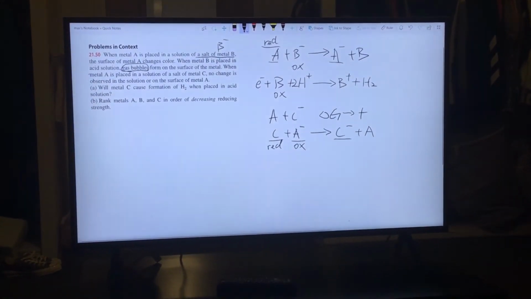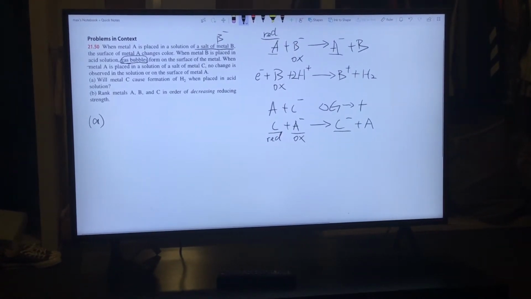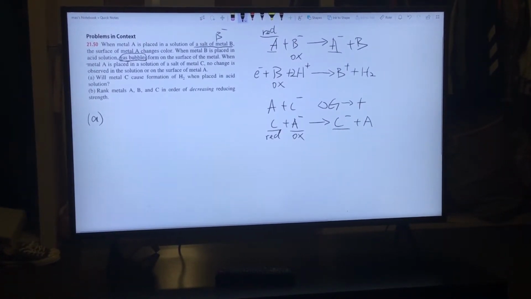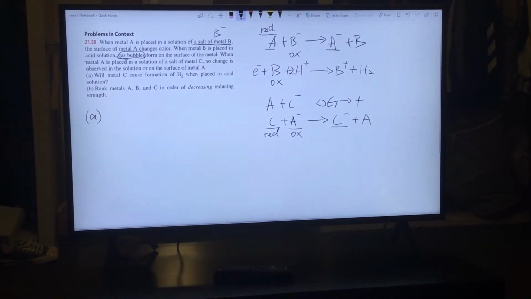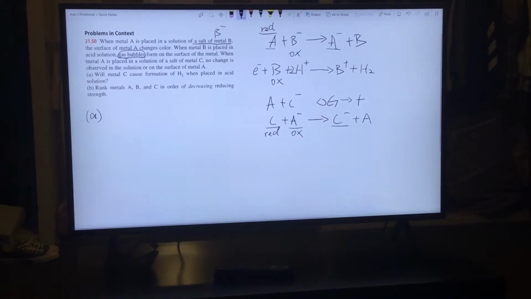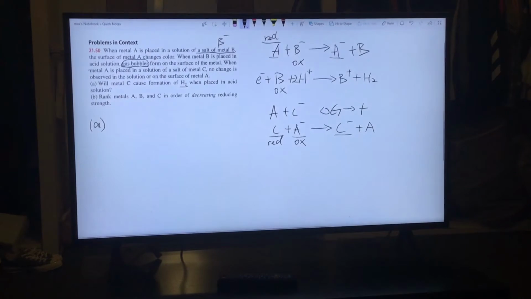Now let's look at question A. For question A, will metal C cause formation of H2 when placed in acid solution? Okay, so one thing that we need to know is metals, when they are put in acid, they always form H2. But I will explain the process here.